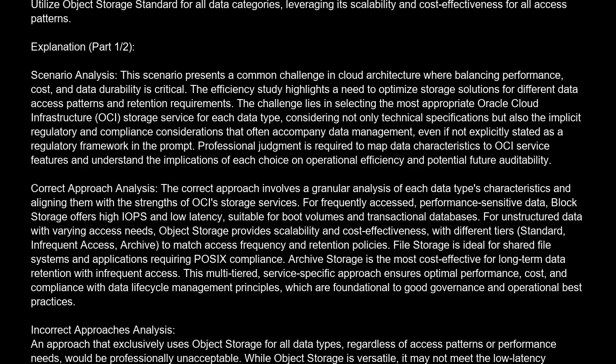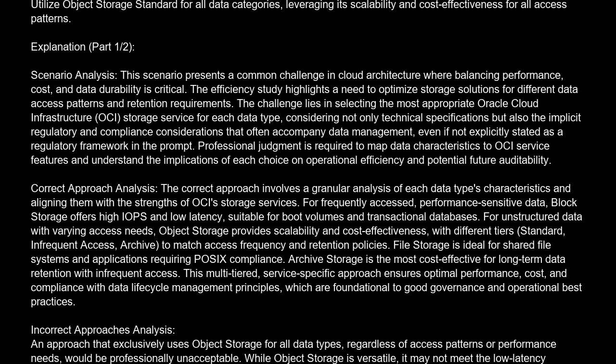Explanation: scenario analysis. This scenario presents a common challenge in cloud architecture where balancing performance, cost, and data durability is critical. The efficiency study highlights a need to optimize storage solutions for different data access patterns and retention requirements. The challenge lies in selecting the most appropriate Oracle Cloud Infrastructure, OCI, storage service for each data type, considering not only technical specifications, but also the implicit regulatory and compliance considerations that often accompany data management, even if not explicitly stated as a regulatory framework in the prompt.